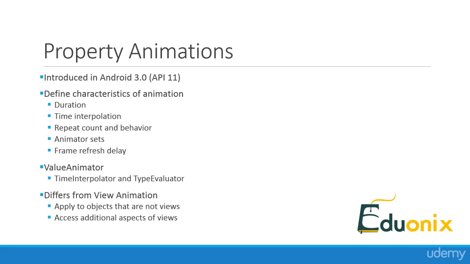Animator sets. You can group animations into logical sets that play together or sequentially or after specified delays. Frame refresh delay. You can specify how often to refresh frames of your animation. The default is set to refresh every 10 milliseconds, but the speed at which your application can refresh frames is ultimately dependent on how busy the system is overall and how fast the system can service the underlying timers.